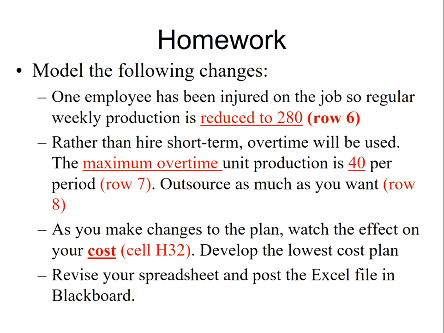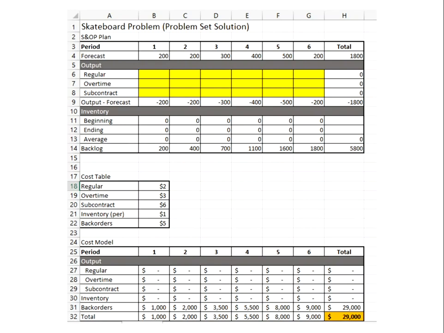As you make changes to the plan, watch the effect on your total cost. Your goal is to develop the plan that has the lowest potential cost. Once you have what you feel is the best plan, upload that to Blackboard. Let's take a quick look at the spreadsheet.